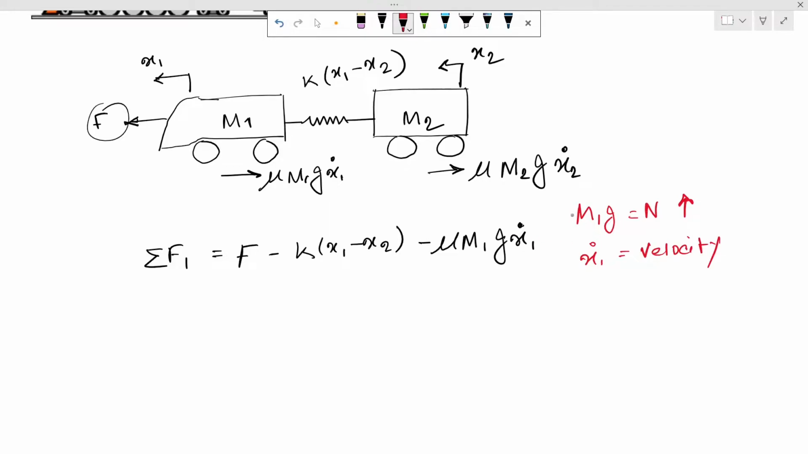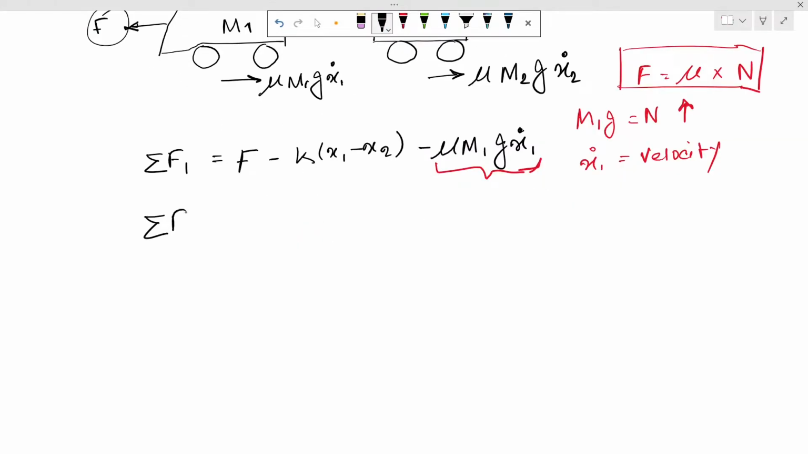Don't think too hard about the velocity, because in this model the rolling friction is just proportional to the product of normal force and velocity. The original law is friction is equal to friction coefficient into normal force. This is the original equation.